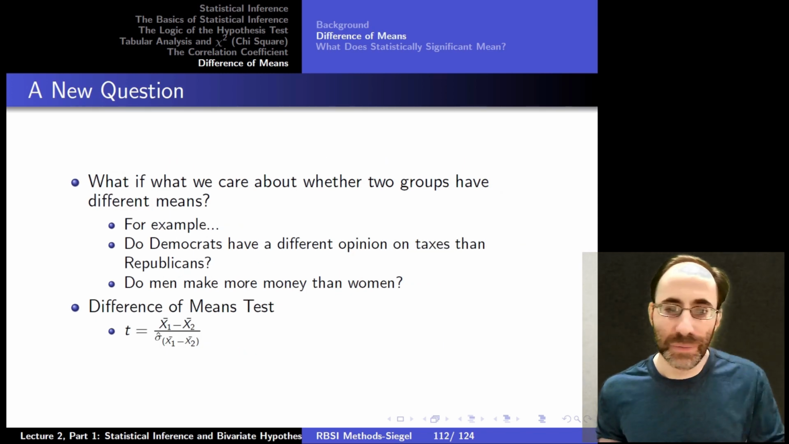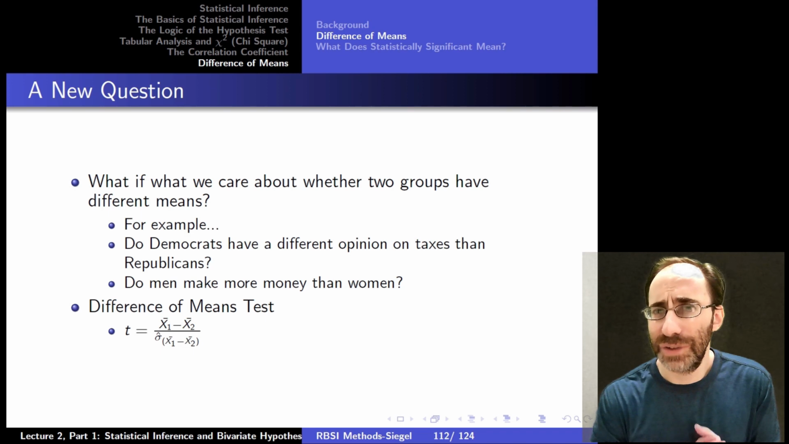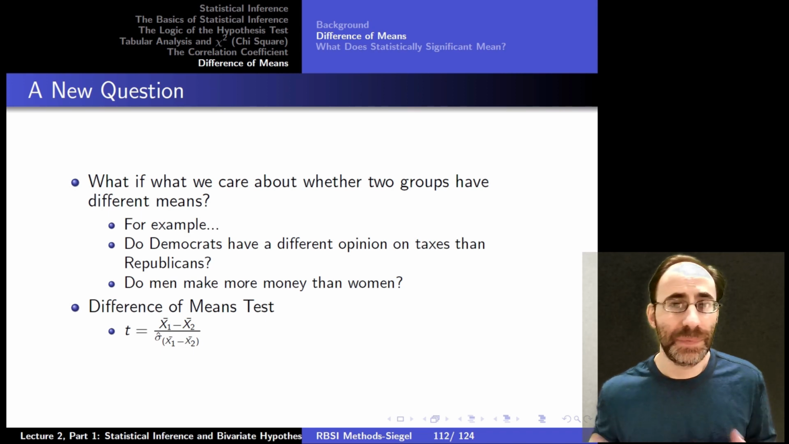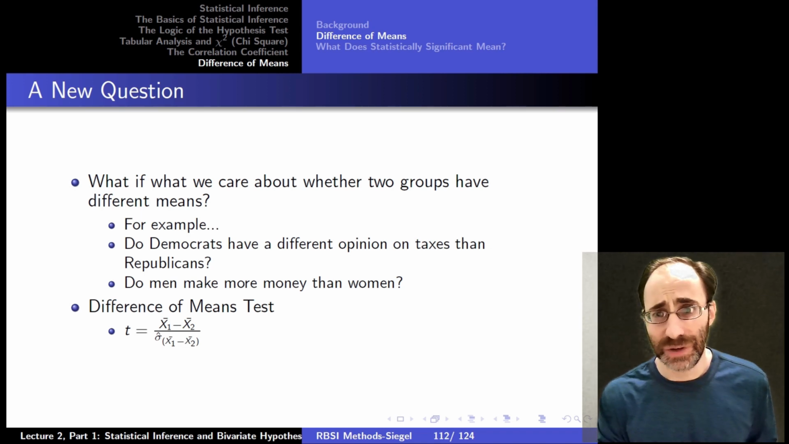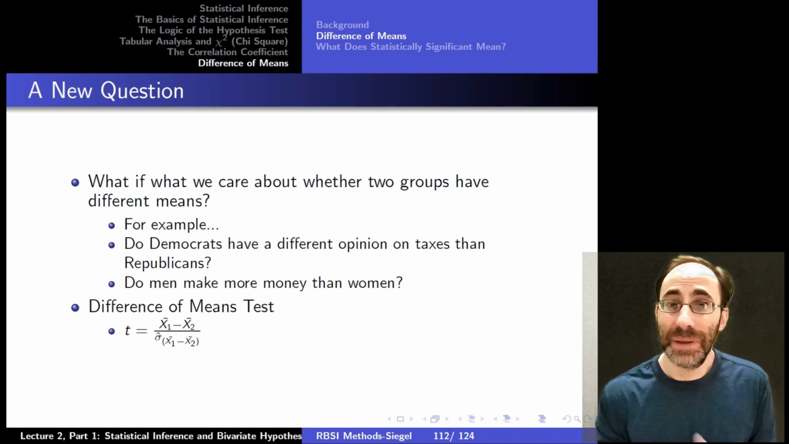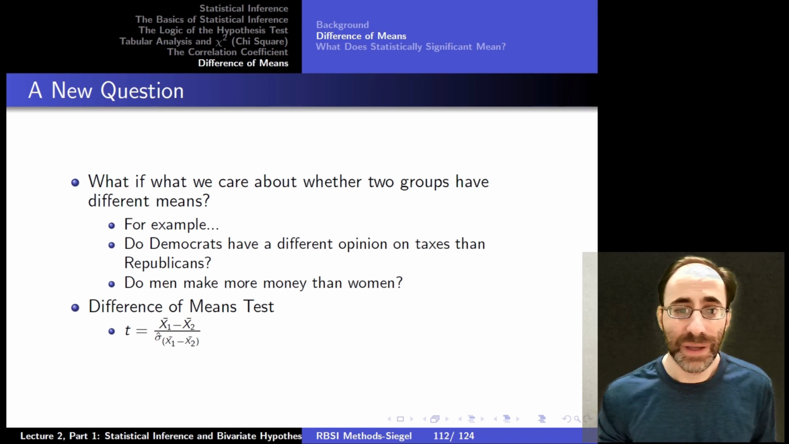Okay. So we're going to do a couple questions in this one. What if we care if two groups have different means? These are examples that we're not necessarily going to cover all of. The Democrats have different opinions on taxes than Republicans, or anything else for that matter. Do men make more money than women? We'll deal with the men and women one with some fake data at the end of this module, and we'll do the opinion on taxes in a second.